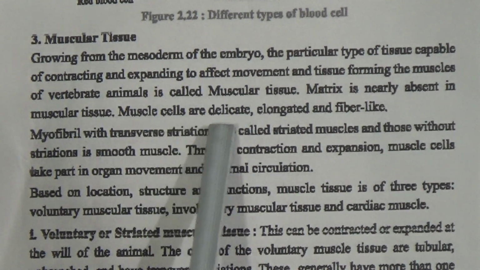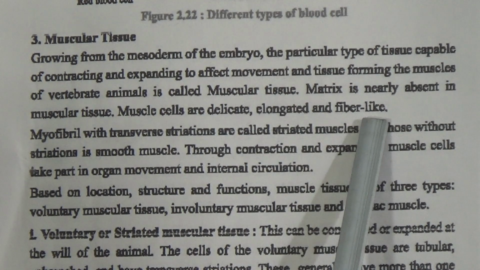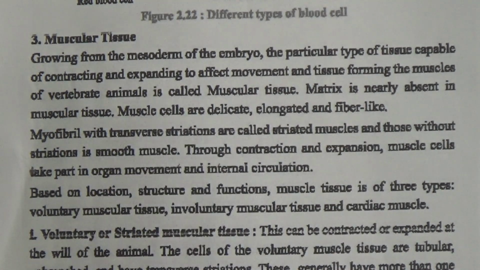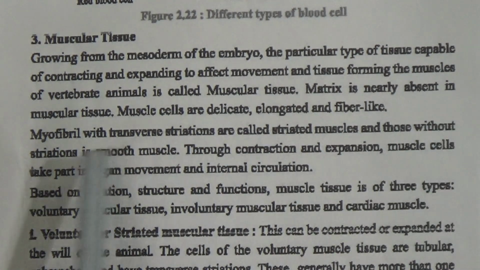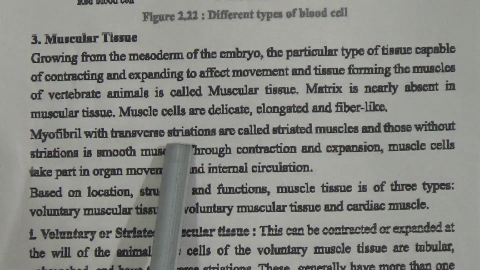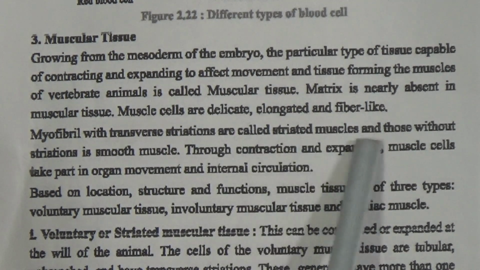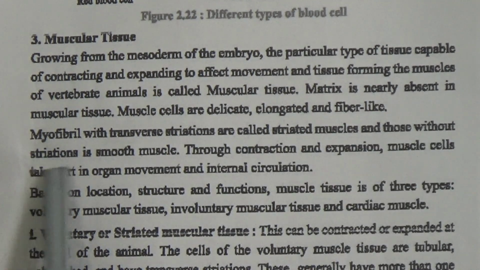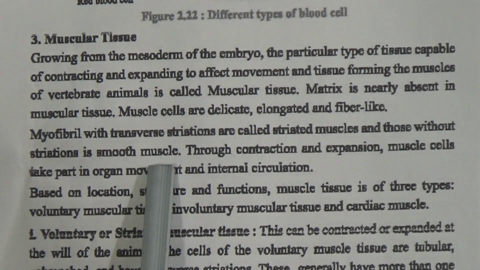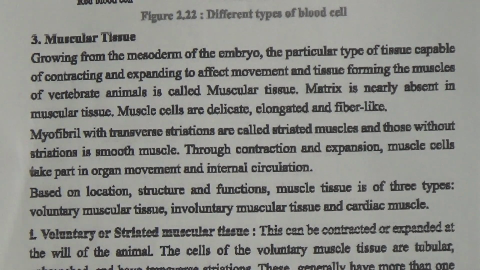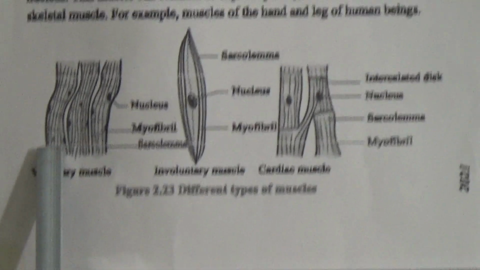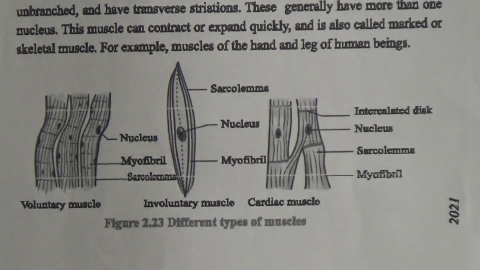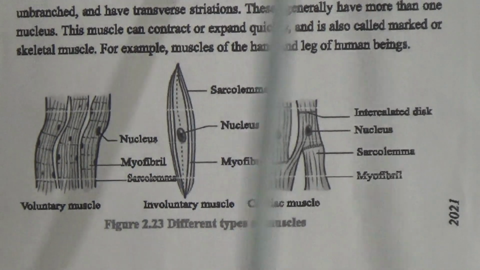Muscle cells are delicate, elongated and fiber-like. Delicate means they are tall, elongated, very long and fiber-like. Myofibrils with transverse striations are called striated muscles, and those without striations are called smooth muscle. So when these muscle tissues have striations, we call it striated muscle tissue, and when the striations are absent, it is called smooth muscle.